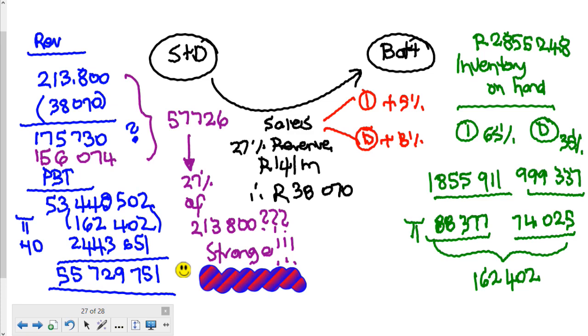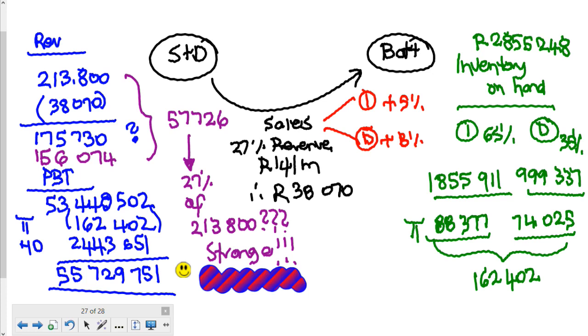So S&D sells to battery, and 27% of their revenue is the sales to battery. Do you agree? That's what it said. 27% of S&D's revenue. S&D's revenue is 141 million. 27% of that, 38,070 million, is what they sell to battery. They sell industrial and domestic batteries. Industrial batteries, they sell at a markup of 5% on cost. Domestic at a markup of 8% on cost.